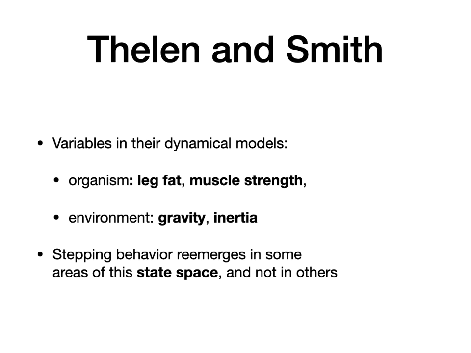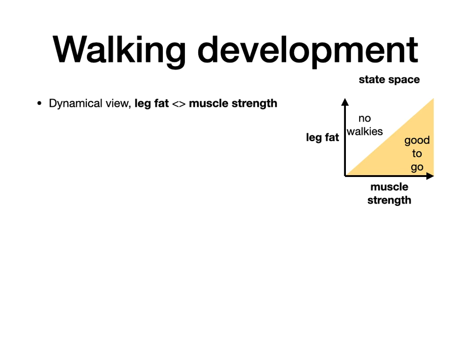Thelen and Smith, again, the variables that they looked at in their models that helped them pinpoint this were leg fat and muscle strength in the baby, and in the environment, gravity and inertia. These are all things that will change over time. So stepping behavior comes back in some areas of this state space, and not in others. So state space, real quick on the side here, you can see there's the question of between leg fat and muscle strength. So this is all just the organism.